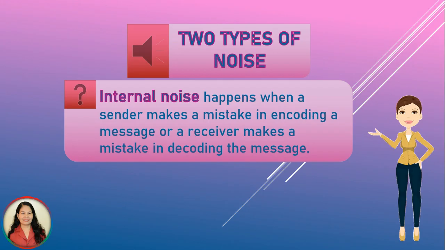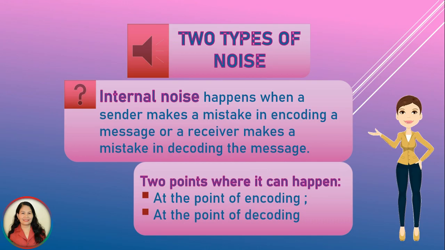Internal noise happens when a sender makes a mistake in encoding a message or a receiver makes a mistake in decoding the message. Here are two points where it can happen. At the point of encoding, when you misspell a word in a text message. At the point of decoding, when someone misinterprets a sentence when reading an email. Examples of internal noise may include someone having a headache so he can't concentrate, someone speaking with a heavy accent, or when the sender mumbles when speaking.